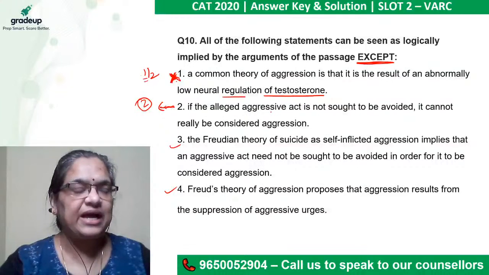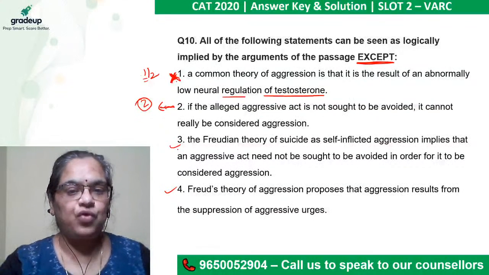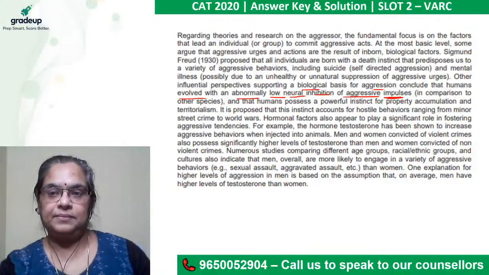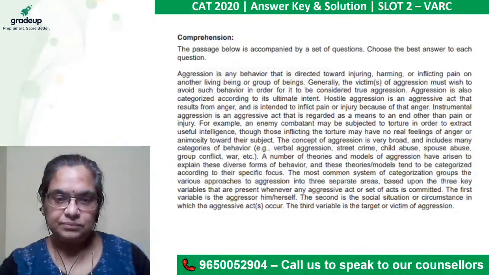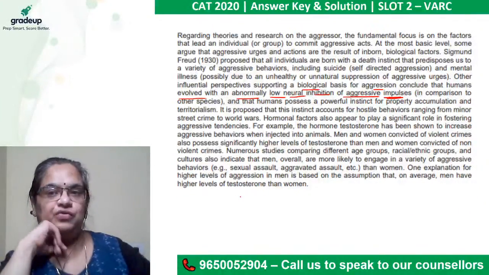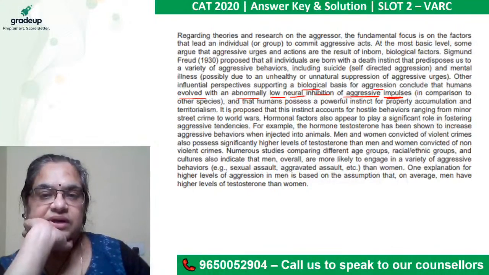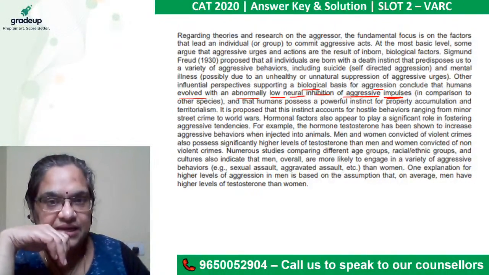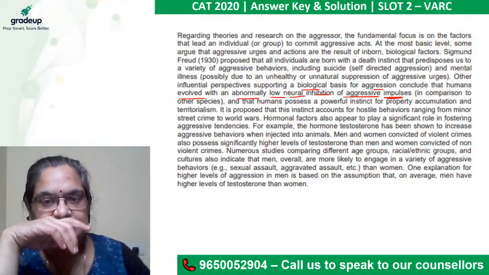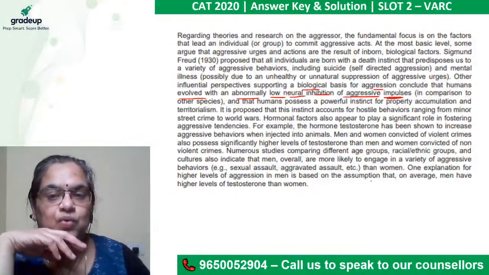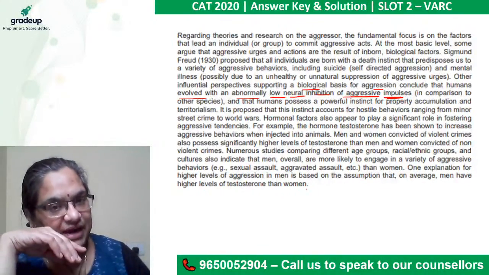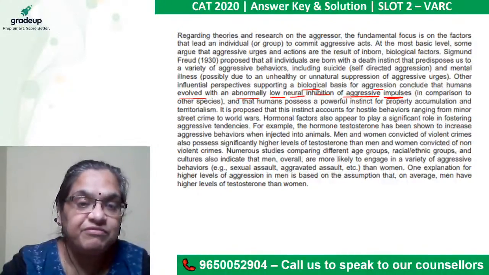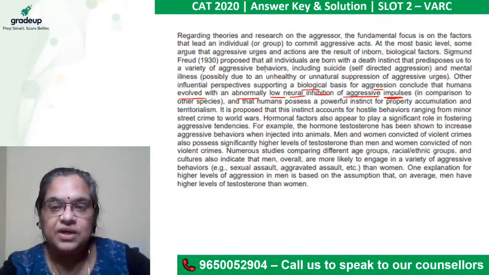Now where is 2? If the alleged aggressive act is not sought to be avoided, it cannot really be considered aggression. From here somewhere you'll find the answer. The aggressive acts are the result of inborn biological factors. All of us are born with a death instinct or a biological basis. These instincts account for hostile behaviors. Hormonal factors also take part. All right, and so the question here is, where is the answer for instinct?